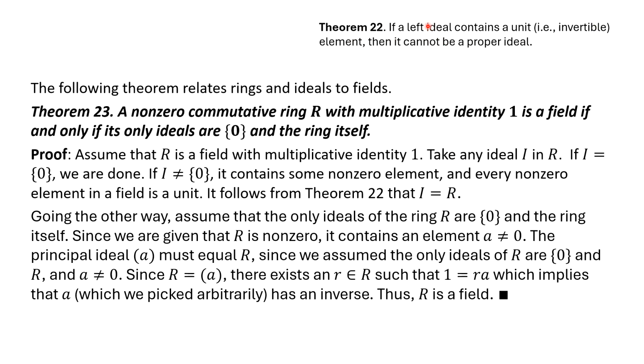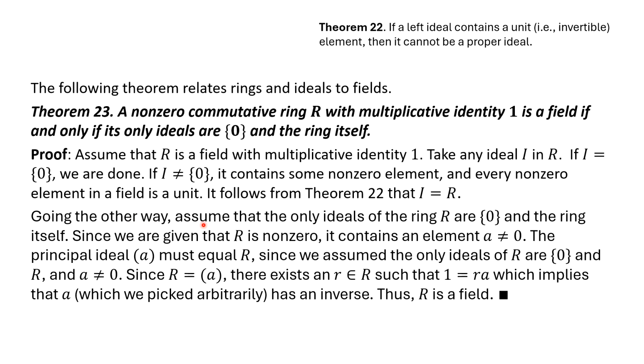And just a note here, I could just say ideal or two-sided ideal here because we were given that R is a commutative ring. And I want to point out that the non-zero condition here applies going in both directions to the ring.